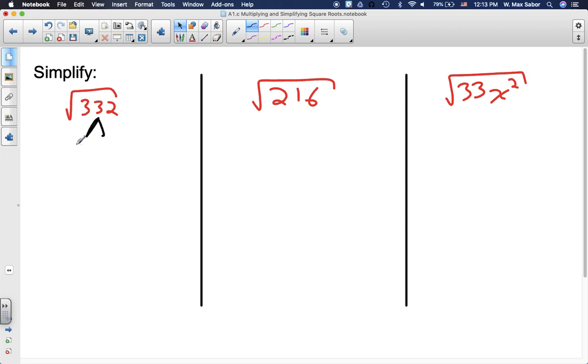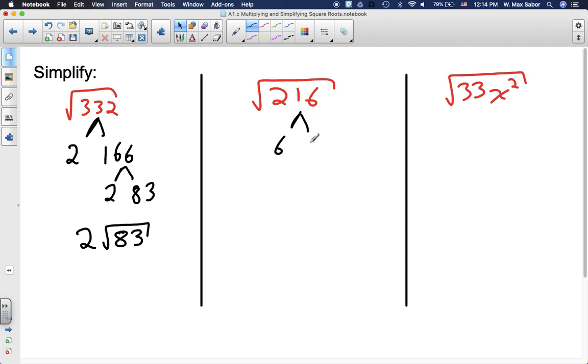So some of these are more difficult. 2, let's see how many times that goes in. 166. This is 83. I think 83 is prime. So let's go with 2 square root of 83.